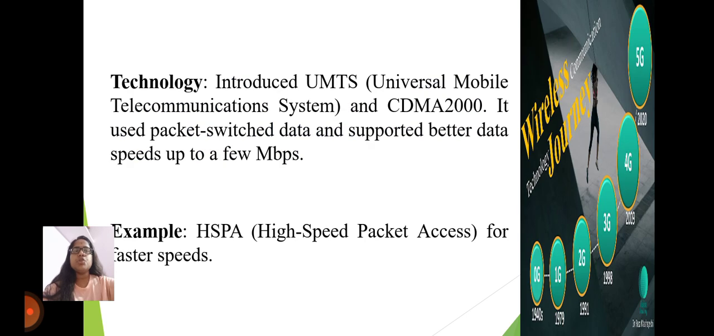Technology introduced UMTS, the Universal Mobile Telecommunication System, and CDMA 2000. It used packet switched data and supported better data speeds up to a few Mbps. Example, HSPA, High Speed Packet Access, for the faster speeds.